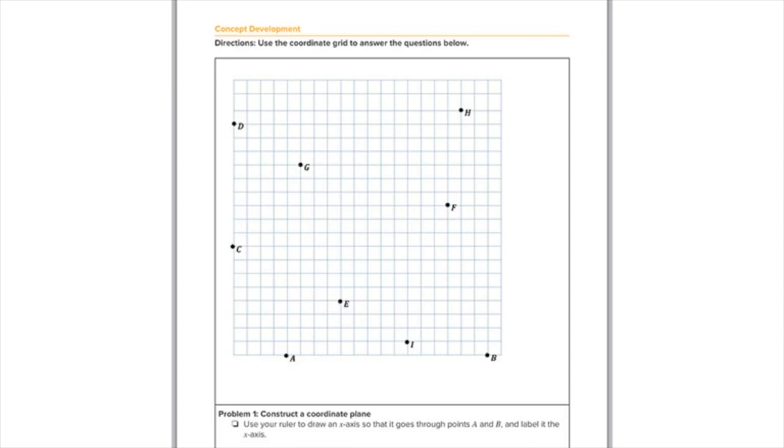We are now looking at the concept development. It gives us steps that we are going to follow, and we're going to use this coordinate grid right here to answer the questions below. Okay. Use your ruler to draw an x-axis so it goes through points A and B and label it x-axis. Well, x-axis goes across, it goes through A and B and label it x-axis.